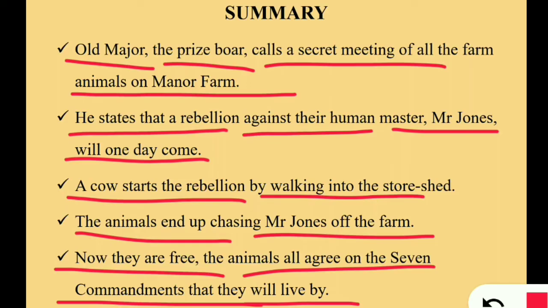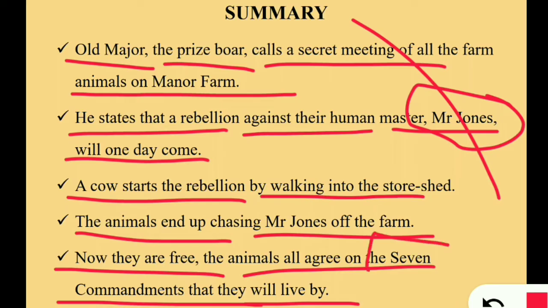Here we need to understand that animals were not happy with their present owner, that is Mr. Jones. Therefore, they were united under the leadership of Old Major, and they threw Mr. Jones out of this farm. And then they agreed to 7 commandments, because in order to live, we need certain rules and regulations, right? Certain principles. So they agreed to follow 7 commandments and they proceeded.